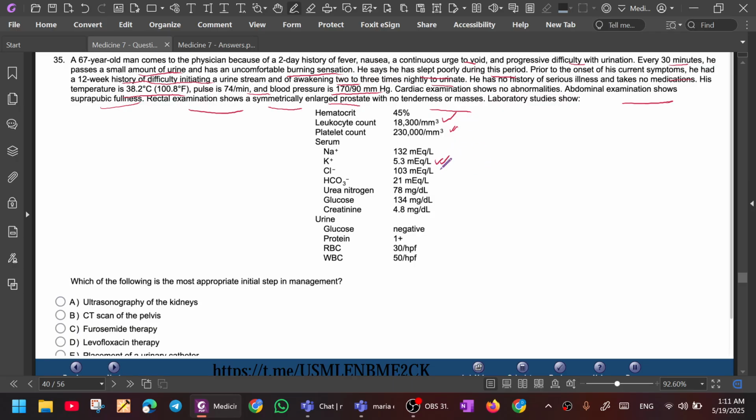Labs. Hematocrit is normal. Leukocyte count is normal. Platelet count is normal. Sodium is low. Potassium is high. Chloride is normal. Bicarbonate is a bit low. Urea high. Glucose is normal. Creatinine high. Urine: glucose negative, protein 1 plus, RBCs 30, white blood cells a lot. Which of the following is the most appropriate initial step in management?